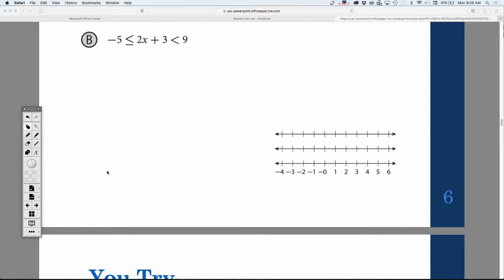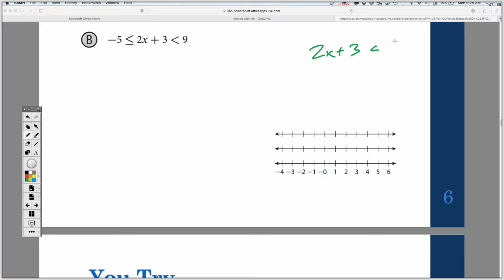okay, part B, let's try that one. So if you're confused on what to do, if I wrote it like this, what would you move first? The 3. So we're going to do the same thing and move the 3 first. So we're going to subtract 3 from all 3 sides. What is negative 5 minus 3? Negative 8. Less than or equal to 2x. Less than 6.